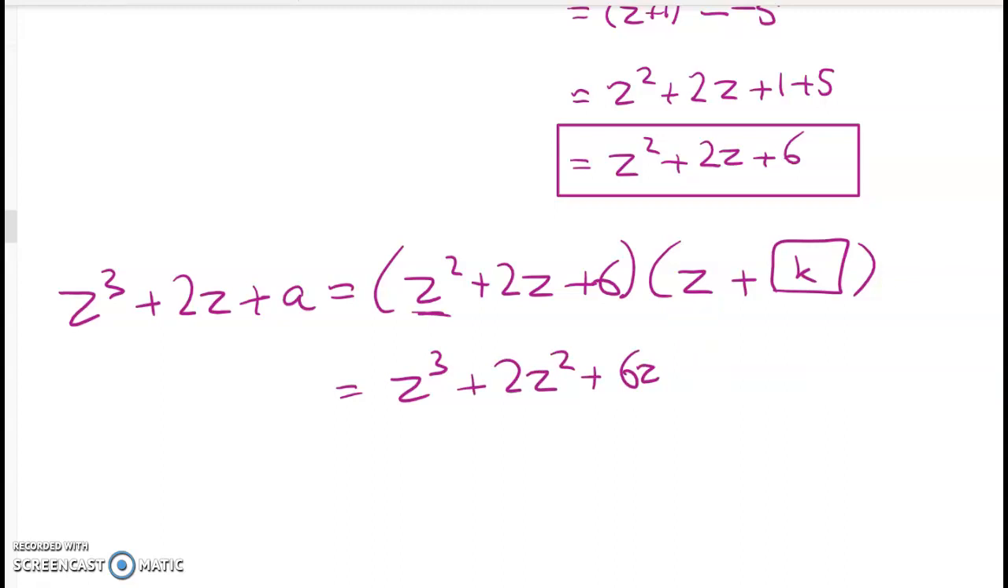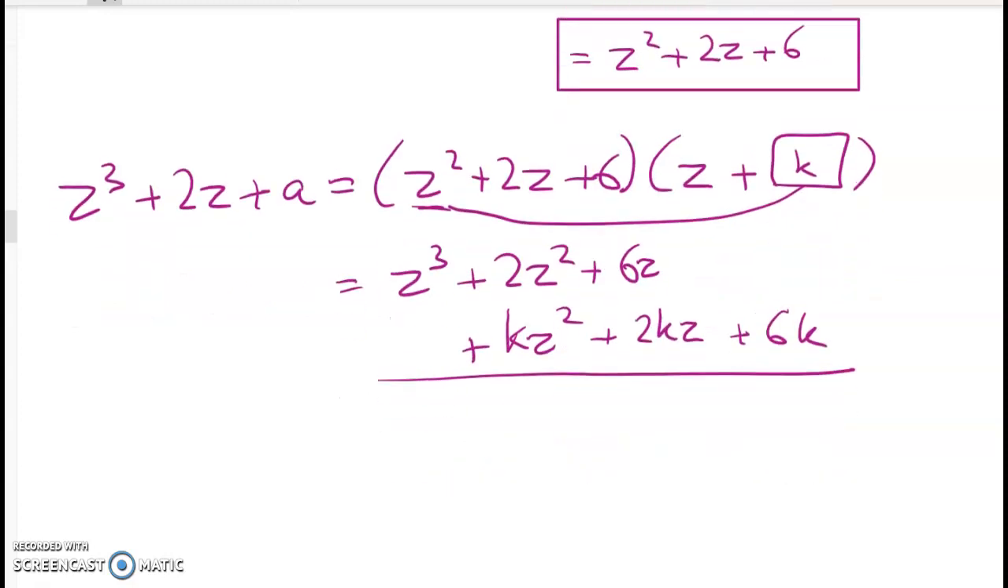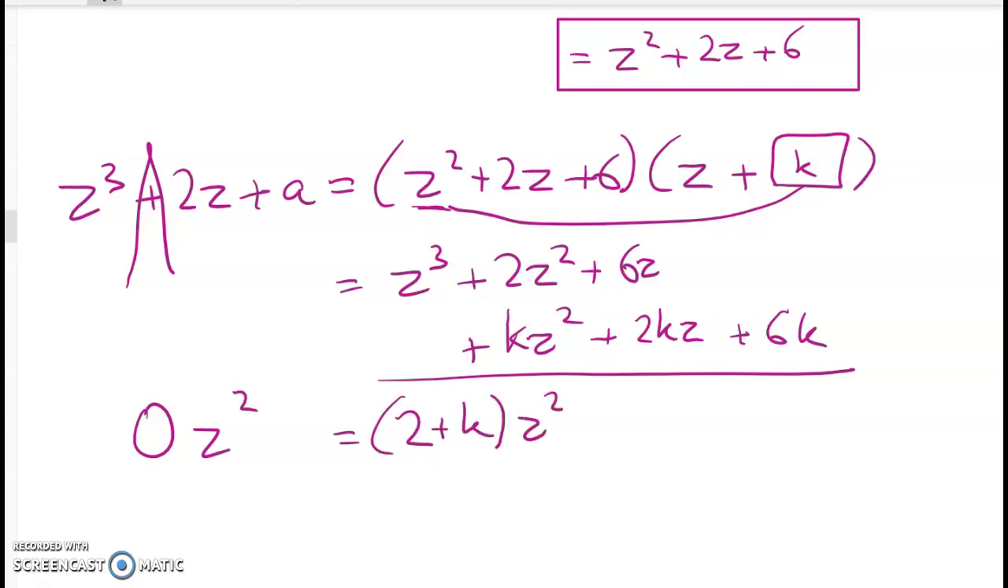Plus kz squared, right? So this is the number we don't know. kz squared plus 2kz plus my constant of 6k. Now, we know that that has to give me whatever. I know that there's no quadratic term. So 0z squared has to be coming from (2 plus k)z squared, which means that k is equal to -2 and a is equal to -12 from here.